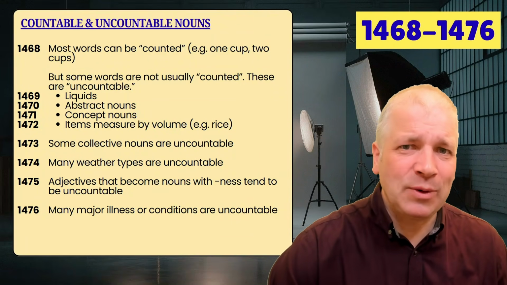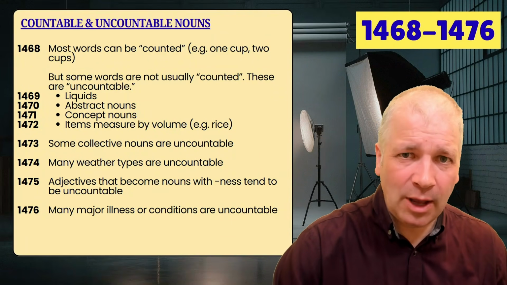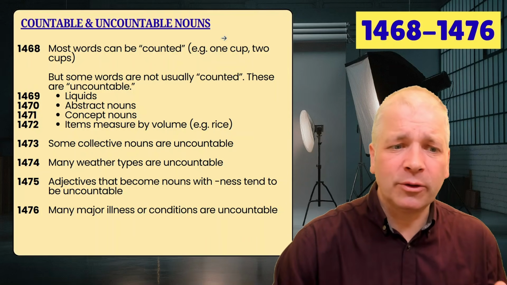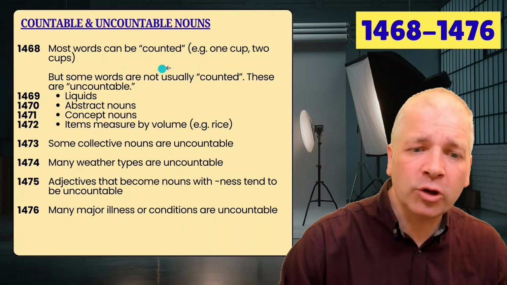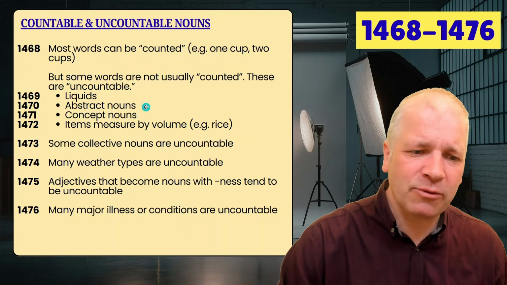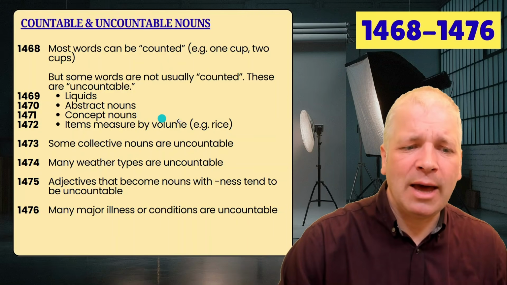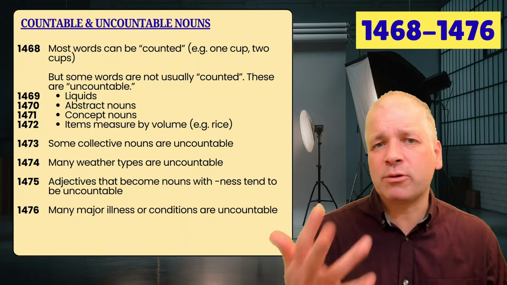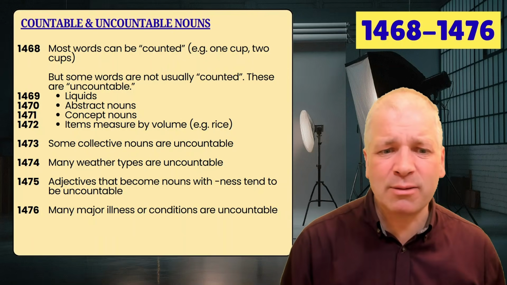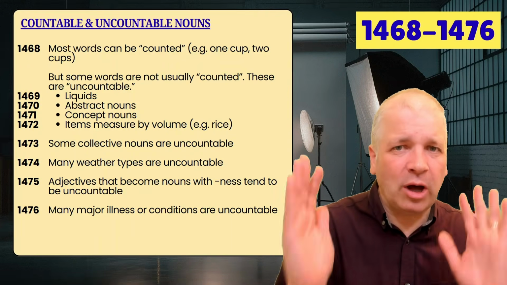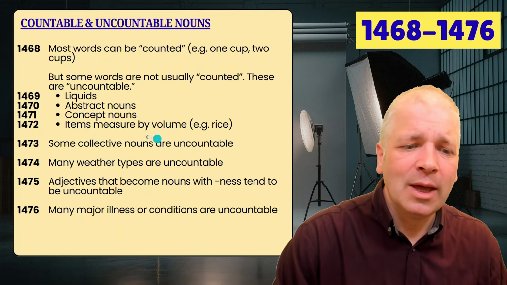Countable and uncountable nouns. There are some rules that you need to know on this. Most words can be counted, for example, 1 cup, 2 cups, but some words are not usually counted. These are uncountable. Liquids, abstract nouns, concept nouns, and items measured by volume, such as rice. You cannot say 1 rice, 2 rice, 3 rice. We don't do it because there's too many of them. We would just say a bowl of rice or just rice on its own.